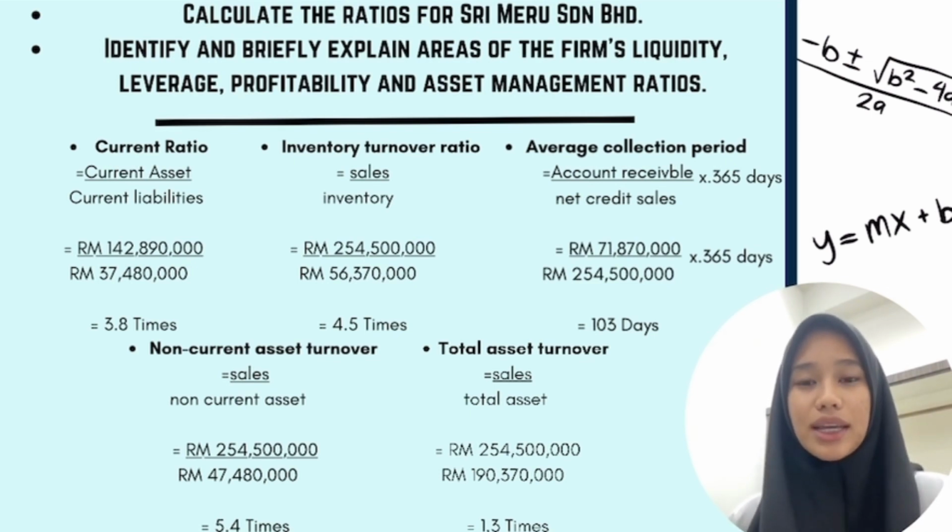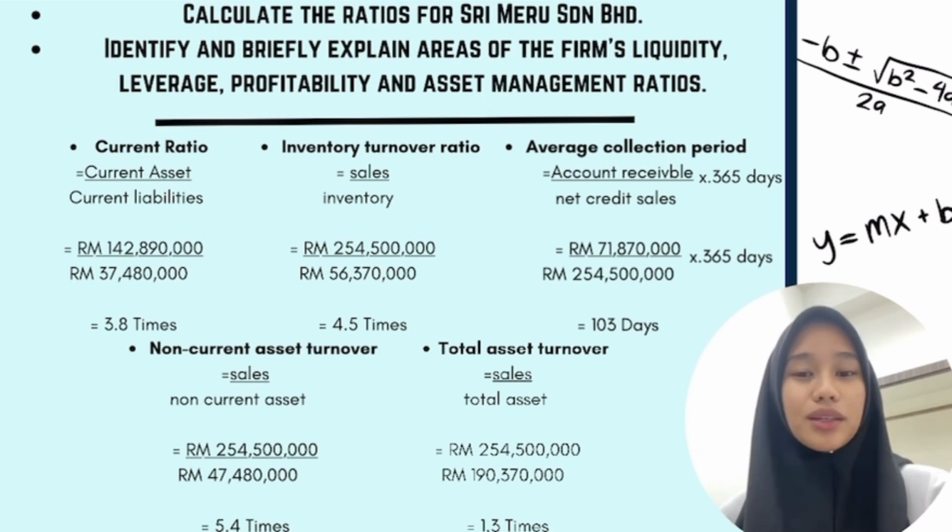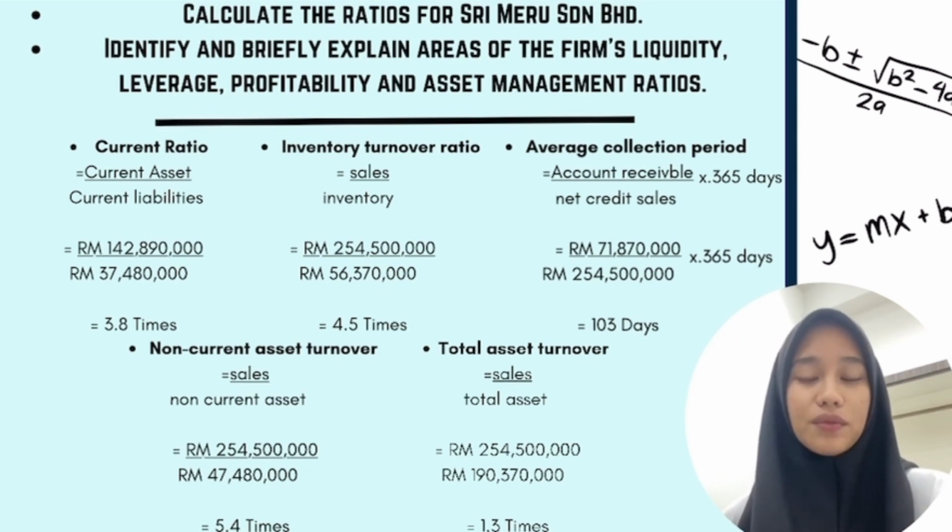Next, non-current asset turnover. The formula is sales divided by non-current asset. Non-current asset turnover for Sri Meru Sdn Bhd is much better than industry. It is because the non-current asset turnover for Sri Meru Sdn Bhd is higher, which is 5.4 times, while non-current asset turnover for industry is lower, which is 4.1 times.